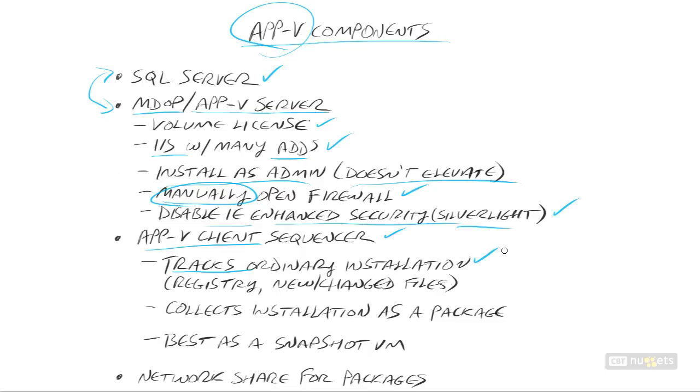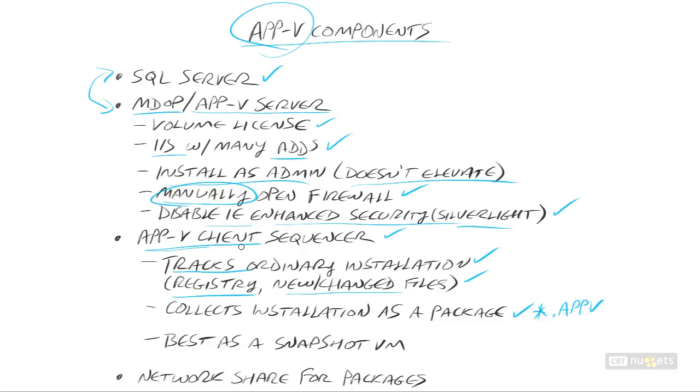What this will do is it'll track the ordinary installation. As I go next, finish, it monitors everything that happens to the registry. It monitors every new and changed file that gets created, and it collects all of those changes into a package known as an app. It'll be an AppV extension here, so star.appv. And that'll be what it has, and it has several other accompanying files as well.